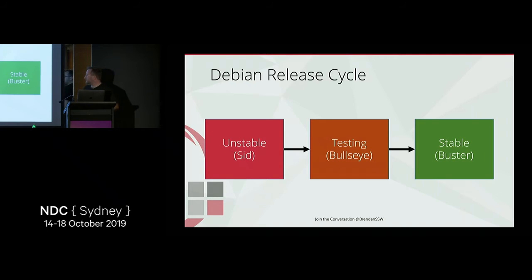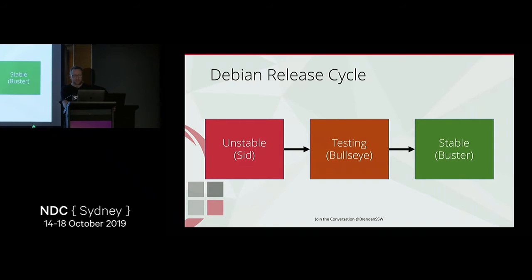Something about code names. All the code names of Debian are named after characters from Toy Story. So the current stable is Buster, the current testing is Bullseye. At some point in the future, a new name will be given to testing, and Bullseye becomes stable. Unstable is always called Sid, because in Toy Story, Sid was the naughty kid next door that breaks all the toys.